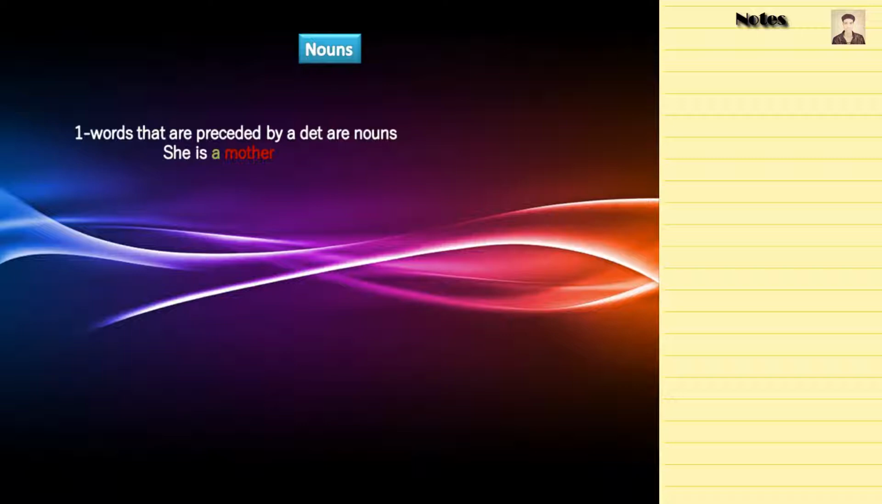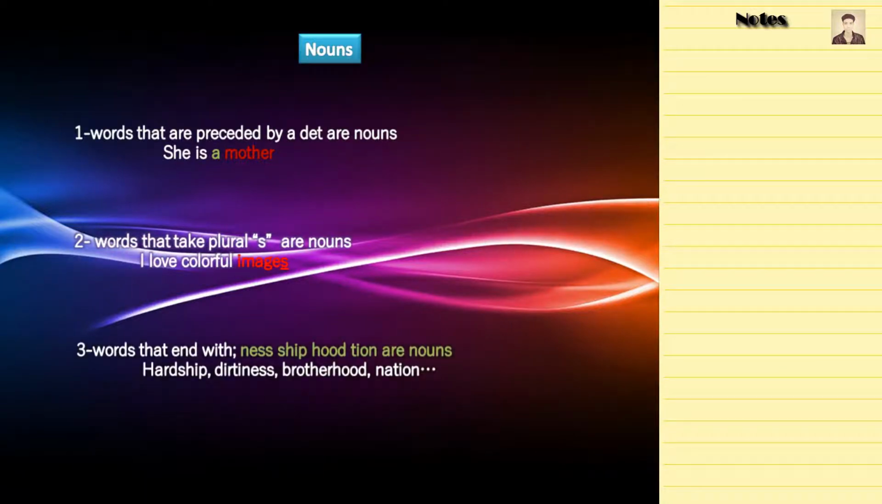As for the nouns, nouns are all words that are preceded by a determiner. So we have an example here. She is a mother. How do we know that mother is a noun? Because there is a determiner before it, a. Second, nouns are all words that take plural s. So as the example says, I love colorful images. How do we know images is a noun? Because it takes a plural s.